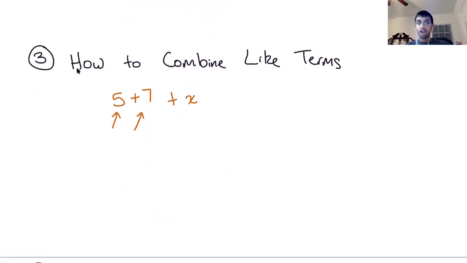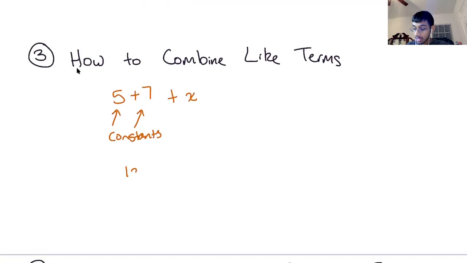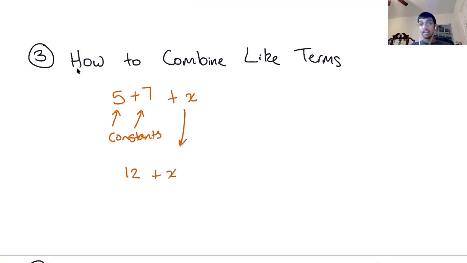Now that we have these constants, we can combine them because we can add those together. So we add constants together. 5 plus 7 is 12. And then we just bring down the x. So we put the plus x. And that is all we do. That's how we combine the like terms. It's very simple.